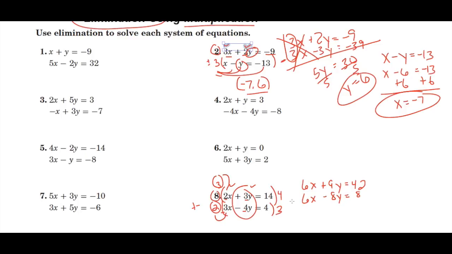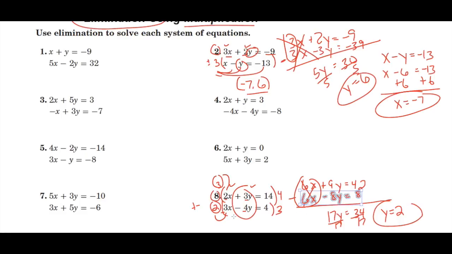Okay, so in this case I did the x's, and I am going to subtract, so I get 6x minus 6x, which is 0, I eliminated it, 9y, take away a negative 8y, which is 9y plus 8y, which is 17y. And then 42 minus 8 is 34. Divide by 17, divide by 17, y is equal to 2.